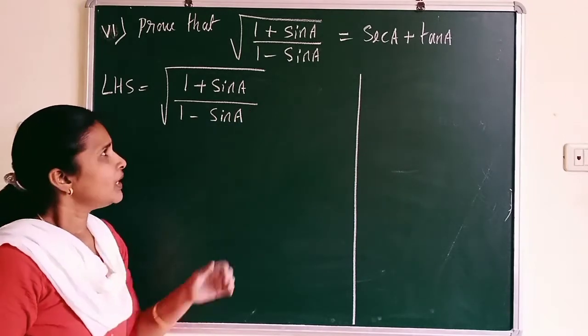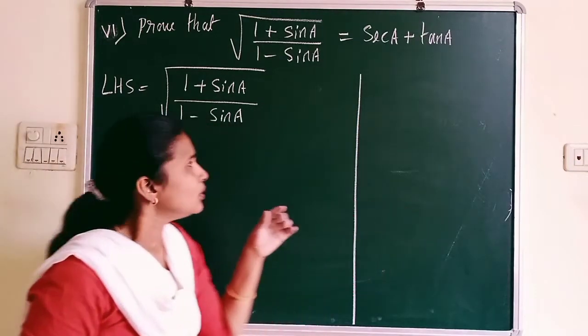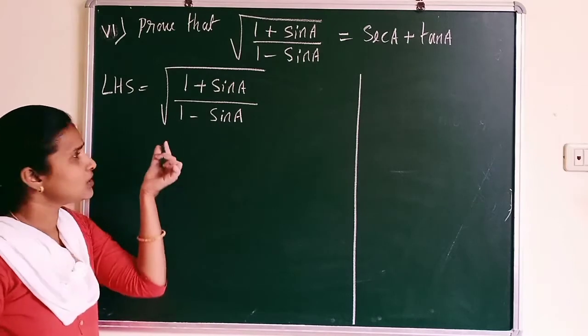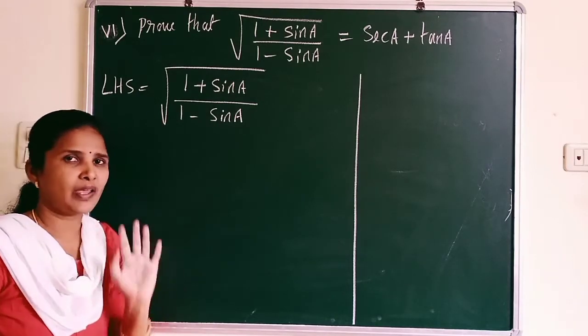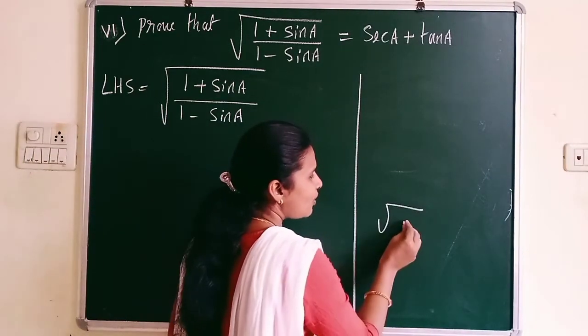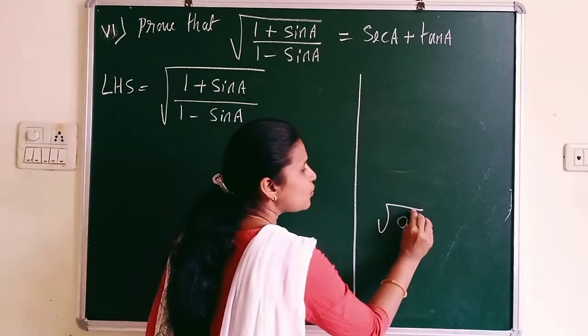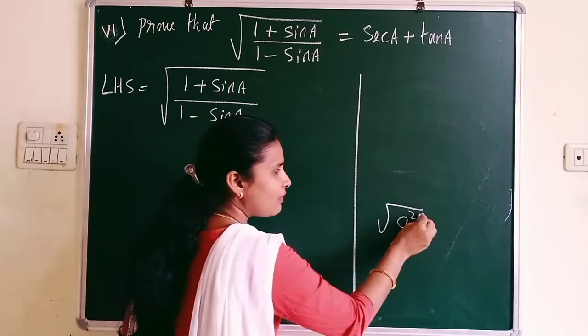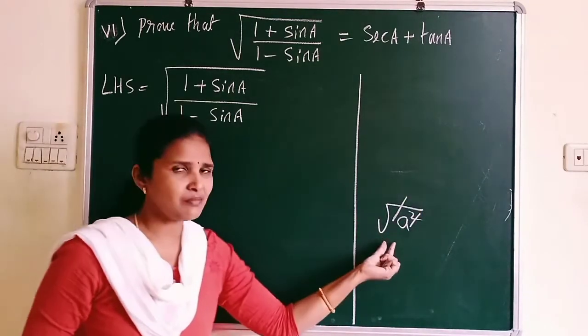So what to do? One more observation you have to make: in the RHS you don't have a square root. So the main intention is to remove the square root. To remove the square root I need a square. For example, if I have square root of A, the root goes away when you have a square on A. When the power is 2, you can cancel the square and root. So keep this in mind.